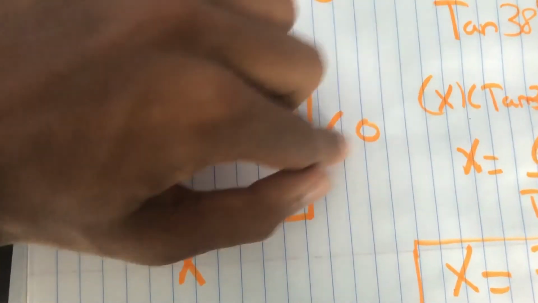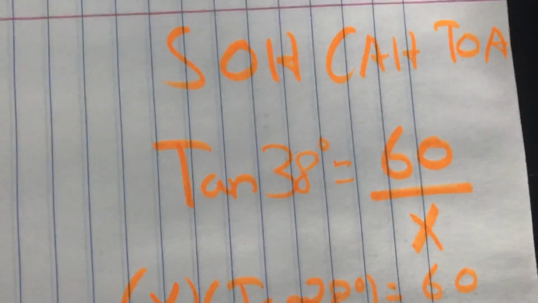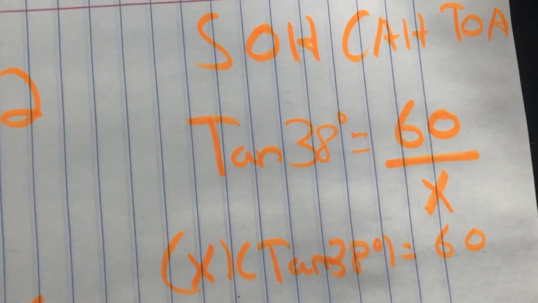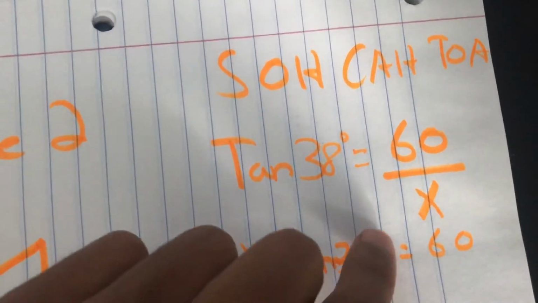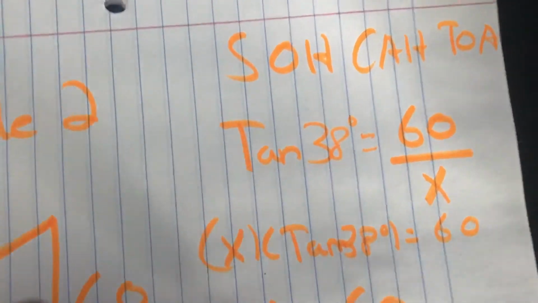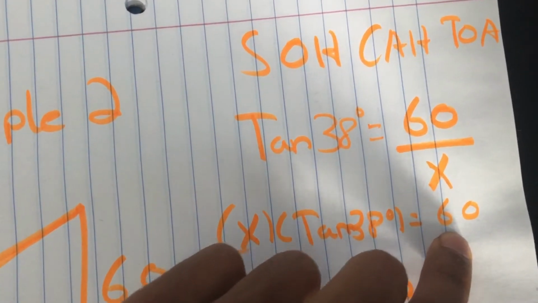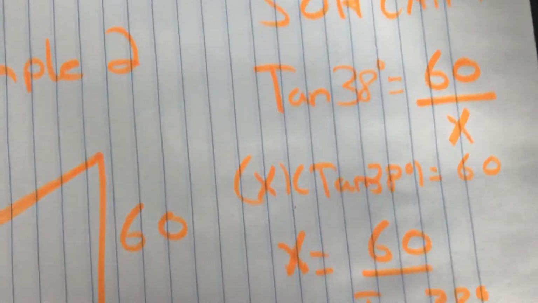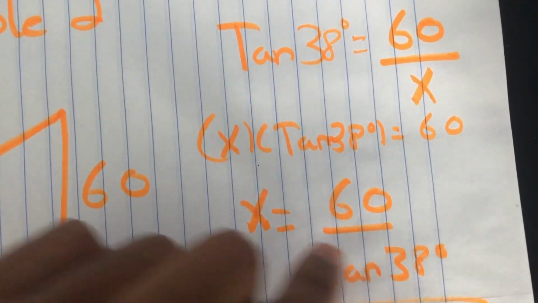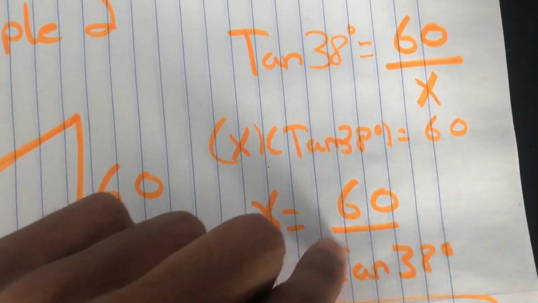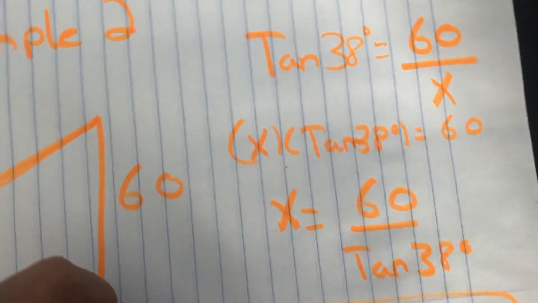So opposite 60 over x. So 60 over x. So again, we have to get x by itself. What do we do? Bring it over here. So multiply x times tangent of 38 equals 60. To get it by itself, again, we have to divide by tangent of 38. So x is equal to 60 divided by tangent of 38, right?